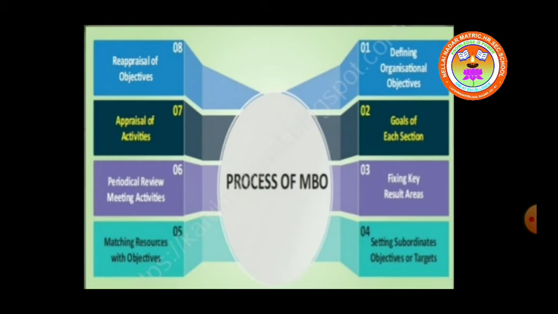Matching resources with objective. The objectives are framed on the basis of availability of resources. If certain resources, that is technical, personnel or source of raw material, are not adequately available, objectives of an organization are changed accordingly. So there is a need for matching resources with objectives. Next, the available resources should be properly allocated and utilized.